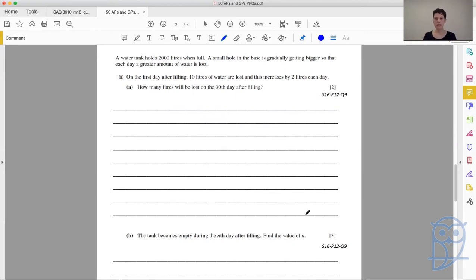So first we have to think, okay, are we dealing here with an AP or a GP? Increases by 2 liters each day. That's plus 2, plus 2, plus 2, plus 2, which is an AP. What's our first term? On the first day after filling, 10 liters are lost. So this sequence is all about the amount of water lost. So a equals 10 and d equals 2. On the 30th day after filling, well, first day 10, second day 12, 30th day, u_30.